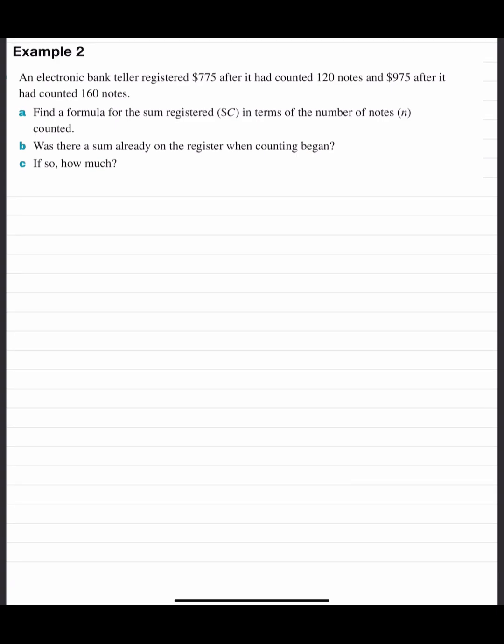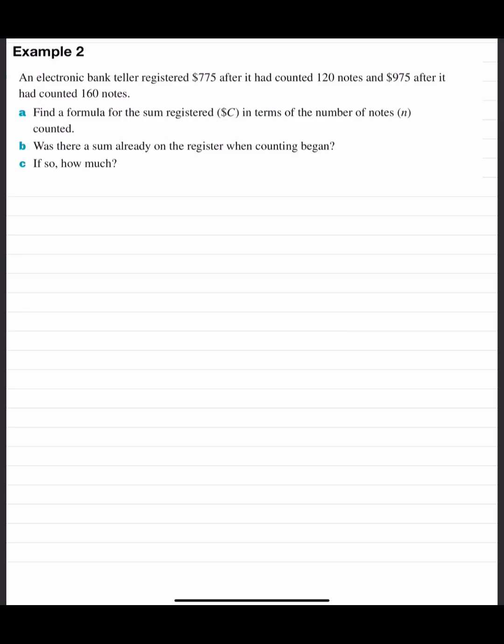Now let's look at the second example here. Again, I'll give you 2 minutes to read the passage. You may pause the video. Part A says find a formula of the sum registered, which is the total amount of money, in terms of the number of notes.